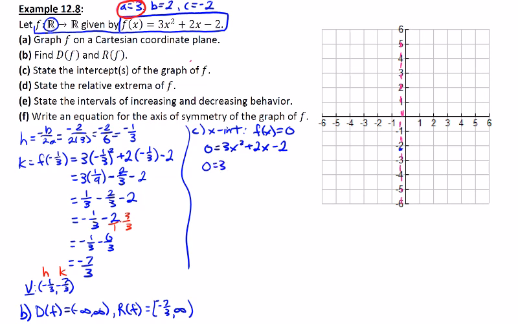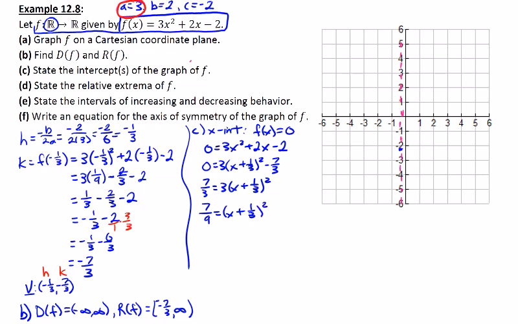0 is going to equal 3 times (x plus 1/3) squared minus 7/3. It's the same equation, just written in a different form. Same function. But now I can take a slightly different approach. I'm going to add 7/3 to both sides to get 7/3 is equal to 3 times (x plus 1/3) squared. Then I'm going to multiply both sides by 1/3, or you can say divide both sides by 3. Either way, you should get 7/9 is equal to (x plus 1/3) squared.